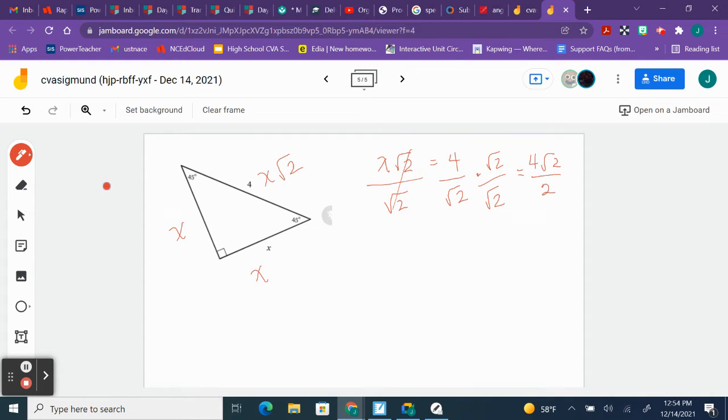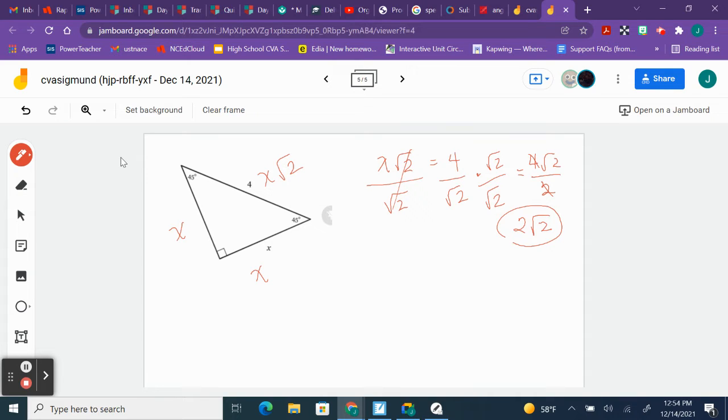Then you want to simplify these whole numbers. The 2's can't cross out because the one on the top is that radical. So 4 divided by 2 will give me 2 square roots of 2. So that should be the answer to that problem using your special right triangle ratios.